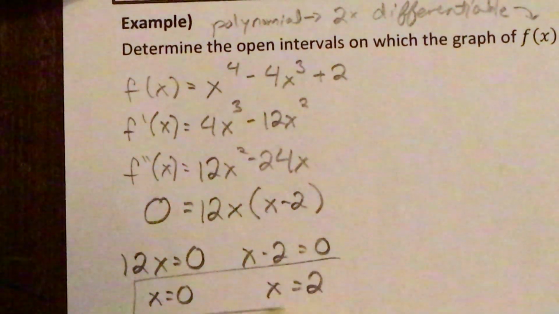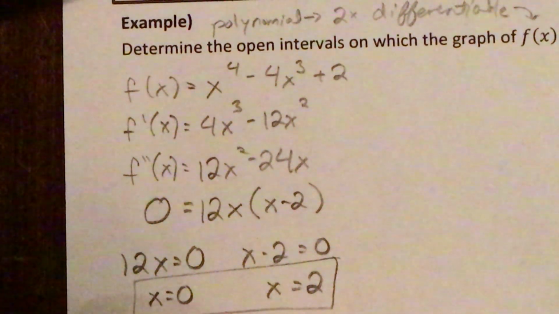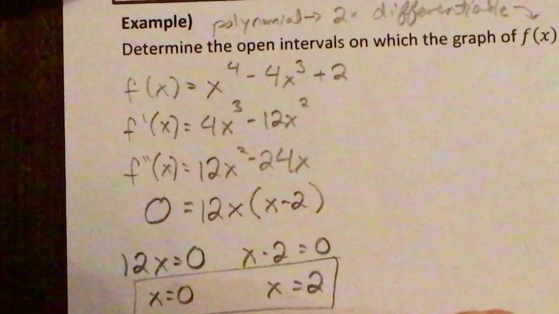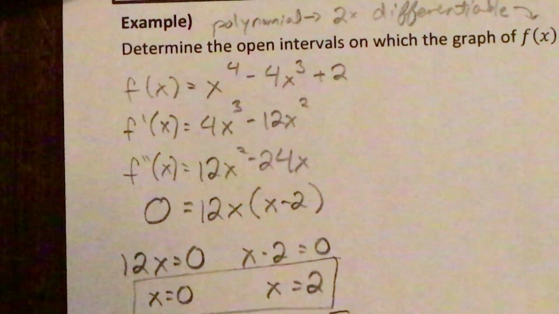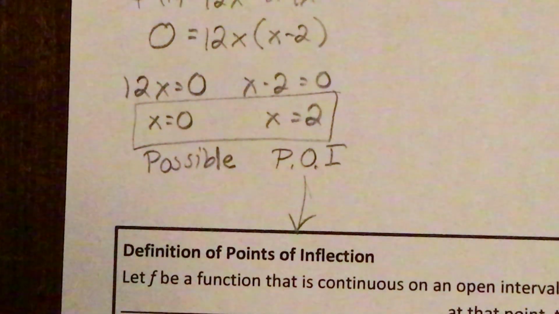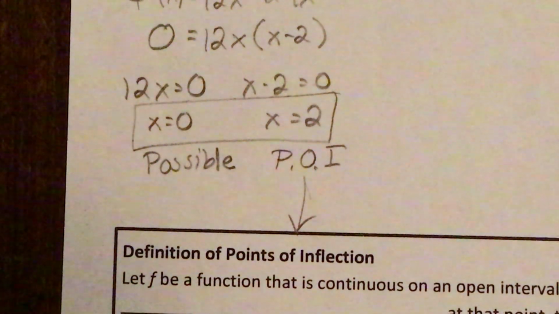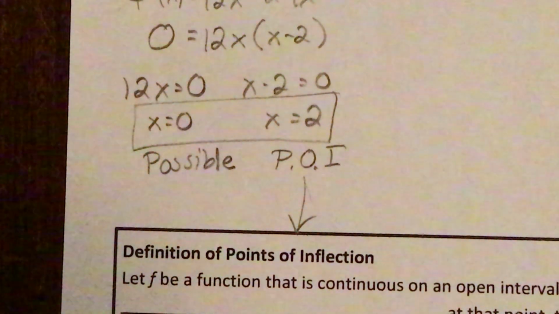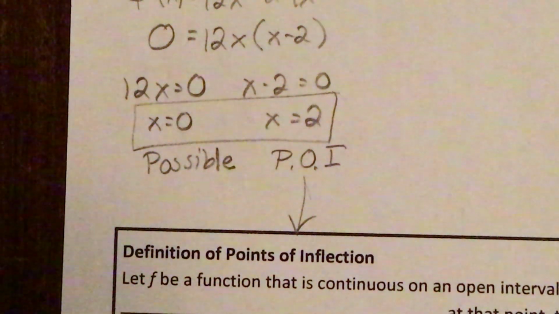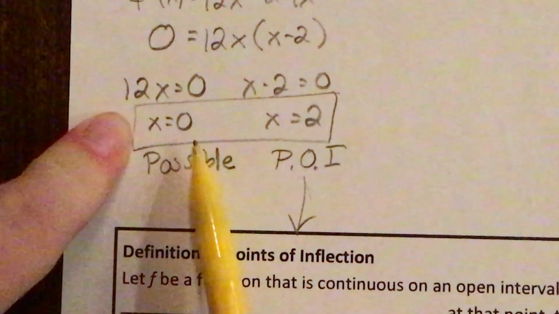These guys right here are called possible points of inflection. And I've got points of inflection just down below. Points of inflection. They are possible points of inflection. That is really similar to when we did the first derivative test, when we found all of where the first derivative equaled 0.